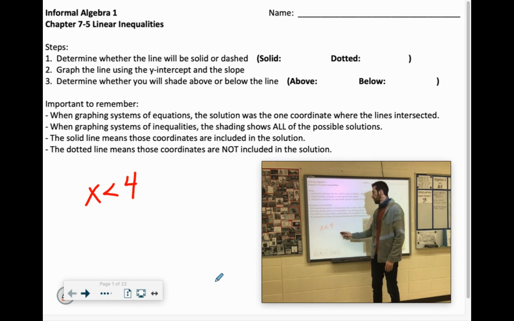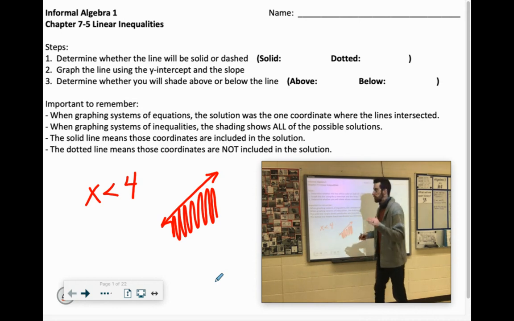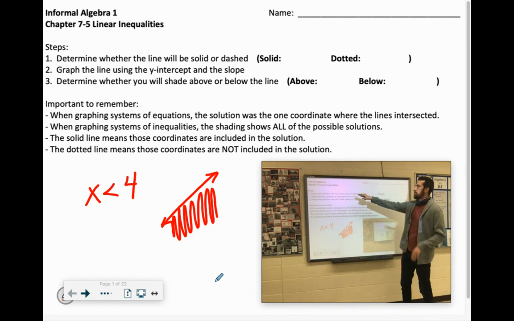So ordinarily you'd graph your line and that would be it. But now we're going to be shading everything included. So if it was less than that, we're going to be shading everything underneath that line. So check this out. Here are the steps. Determine whether the line will be solid or dashed.